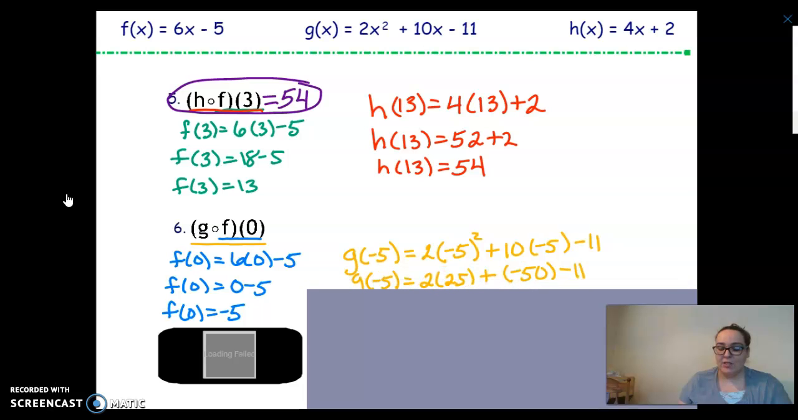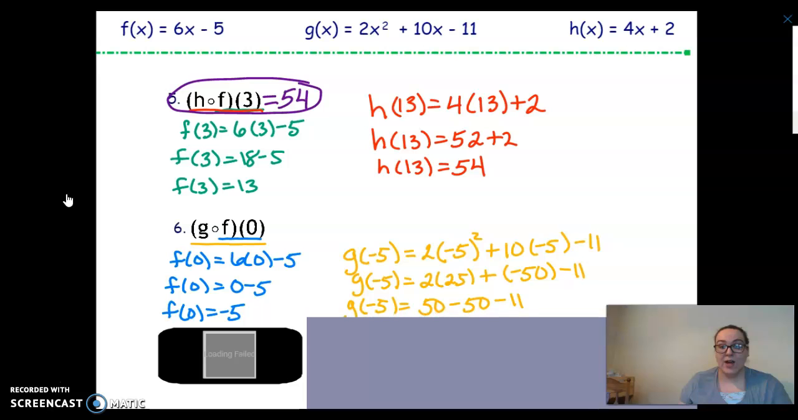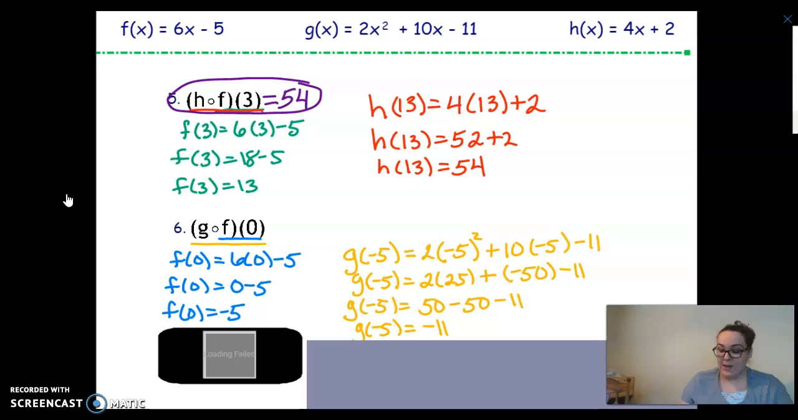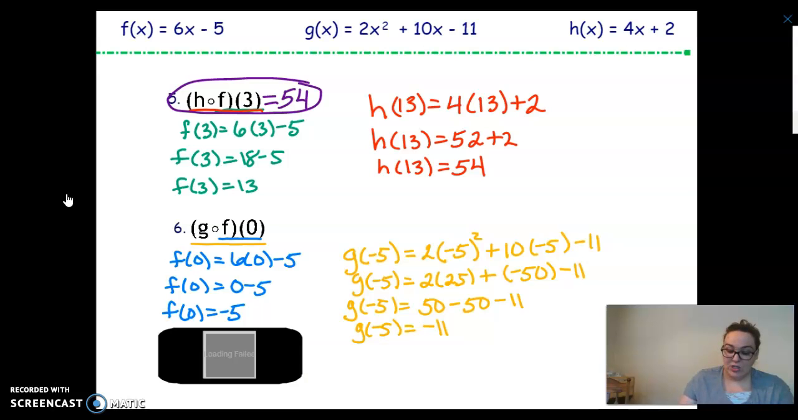And then I did one step at a time basically here. I made sure I did my squared first, exponents. Okay, so double check your step there. And I also multiplied the 10 times negative 5 because I could in that same step. Okay, then I did my 2 times 25, and then I completely simplified. So what does that mean? It means that g of f of 0 equals negative 11 as my final answer.